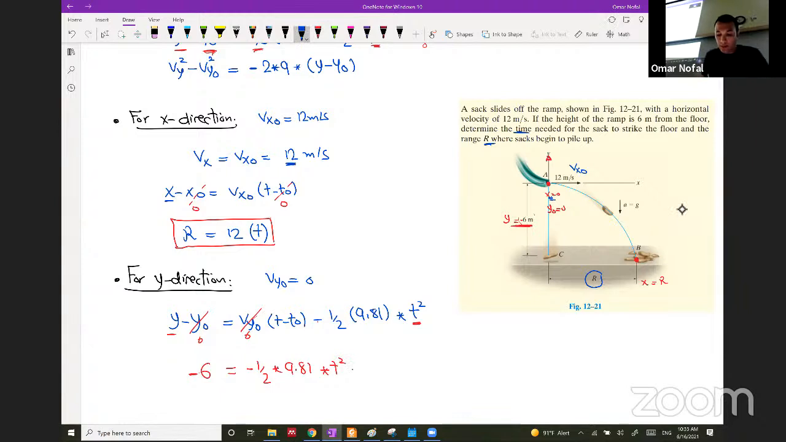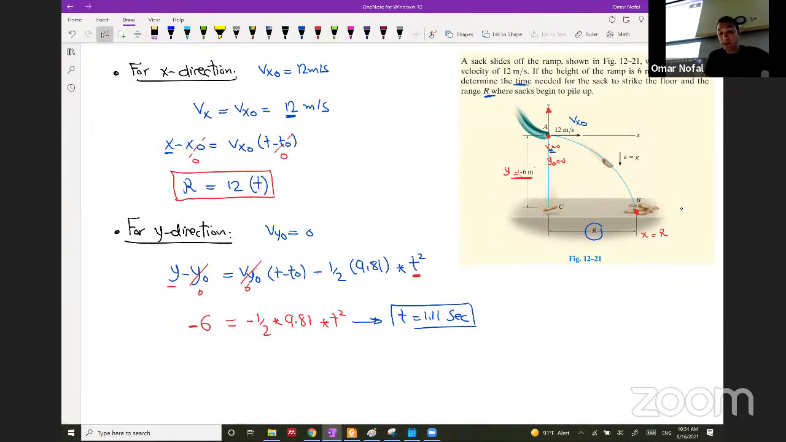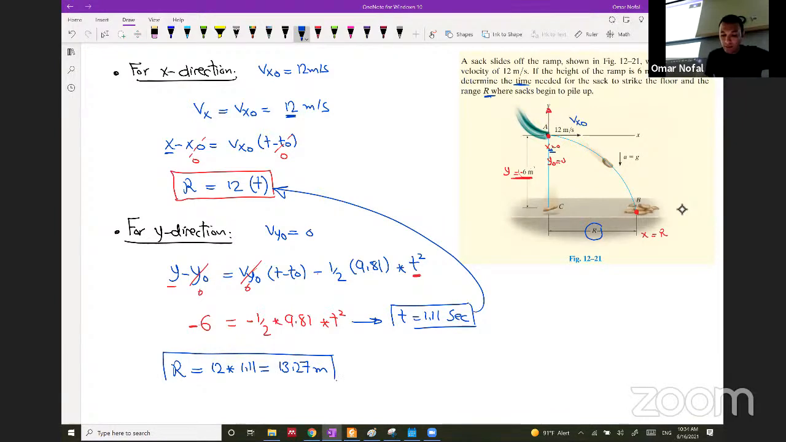So you can get that T. After you solve this problem, it will be 1.11 seconds. Just multiply 2 by 6, divide by 9.81 and take the root, and it will give you T of 1.11 seconds. If we want to get R, we can go back to this equation and say that R will be equal to 12 multiplied by 1.11, and it will give you that R is 13.27 meters. So this is the second requirement.